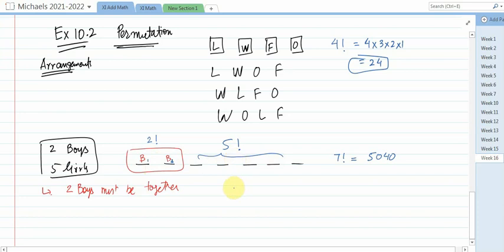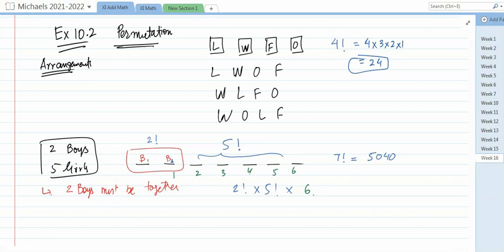So the final answer will be 2 factorial into 5 factorial, and now the placement. For placement, how many boxes do we have? These two boys will stand together, so we are going to count them as 1. So it's 1, 2, 3, 4, 5, 6, into 6. Alright, and you can solve it, so you will get the final answer.